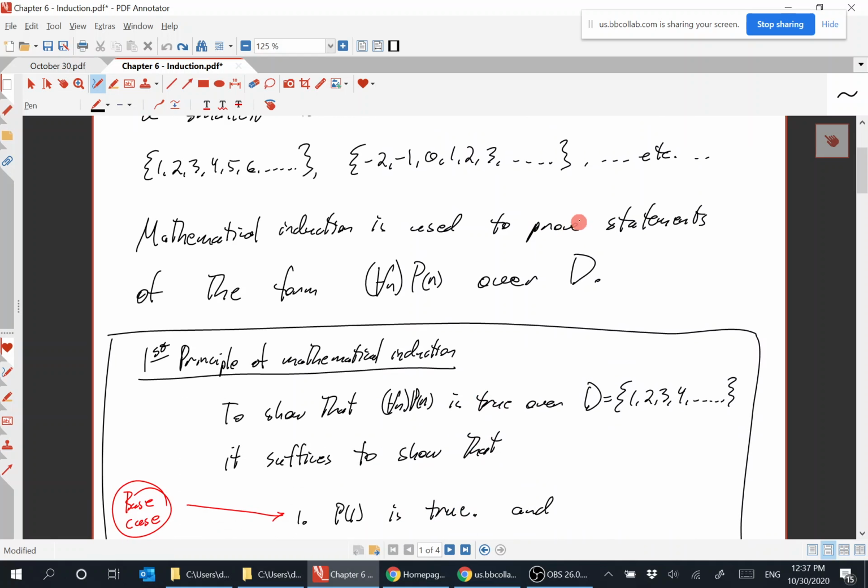So mathematical induction is used to prove statements of the form for all n, P of n, where P of n is a predicate. For all n, P of n is true over domain D.